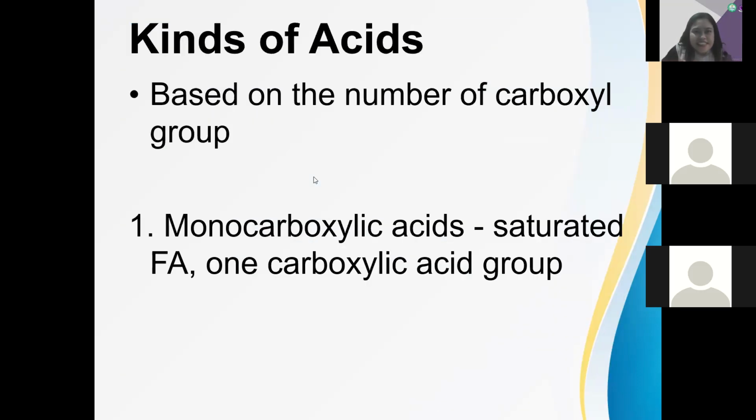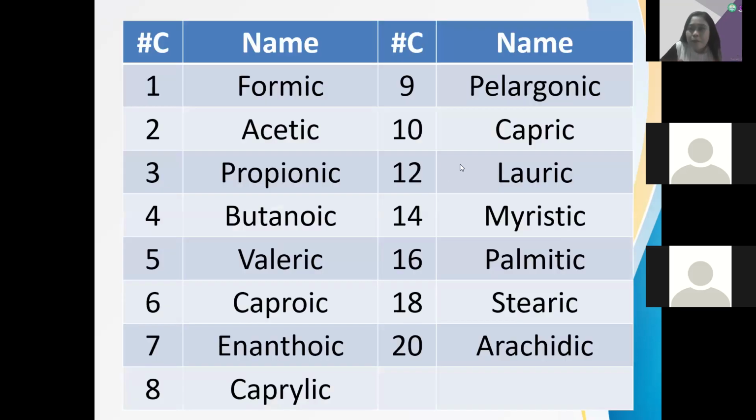Okay. Sige. Now, we have different kinds of acids, class. Number 1, based on the number of carboxyl groups. So, meron tayong tinatawag na monocarboxylic acid, which are also called saturated fatty acids, or those that contain one carboxylic acid group. So, pag merong isang COOH lang, syempre, we call that monocarboxylic acid.